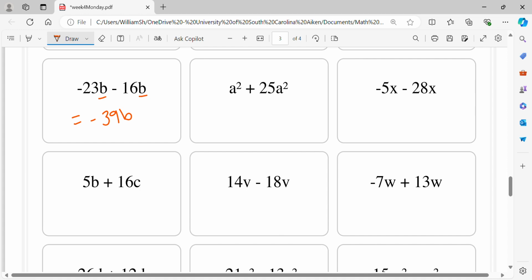Alright, up next I have a squared plus 25a squared. These do have like terms. The like term is the entire a squared. Okay, and remember, just like the first worksheet, if there's not a number out in front of it, it's assumed to be 1. So here, 1 plus 25 is 26a squared. Alright, up next I've got negative 5x minus 28x. The like terms here are the x's, so I can combine these. I've got negative 5 minus 28. That's going to give us negative 33x.